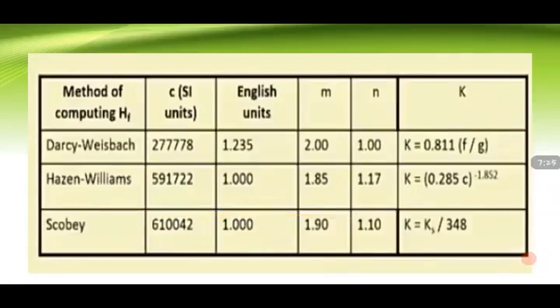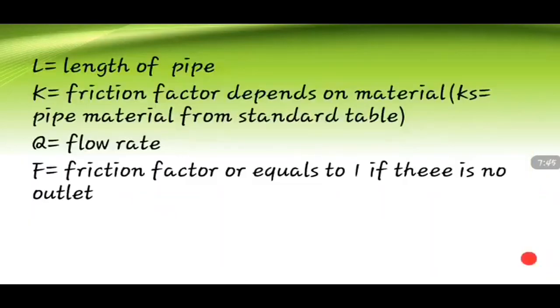So it is the same formula in estimating the friction loss, but the values of M, N, and K are not equal. L is the length of the pipe, and K is the friction factor, which depends on the material. Q is the flow rate, and F is the friction factor, or equal to 1 if there is no outlet. F can be determined as follows.